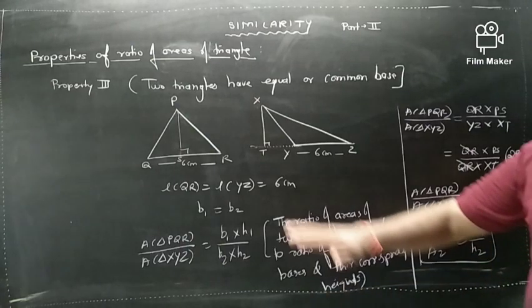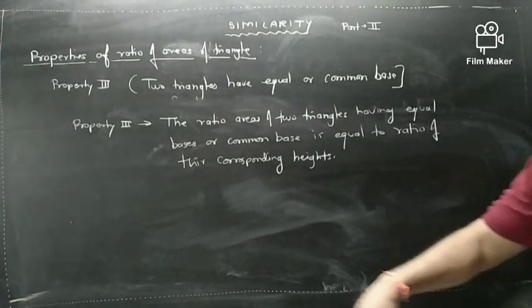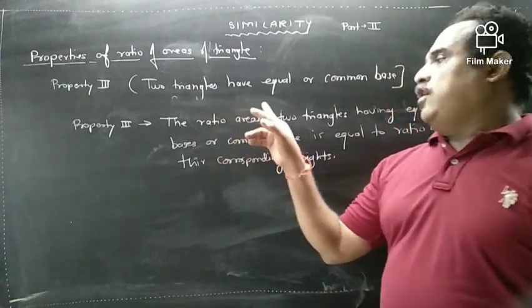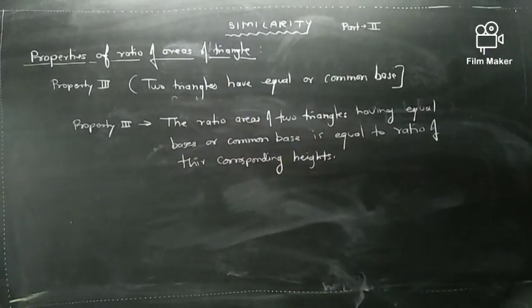So what is the meaning of it? When bases are equal, the ratio of areas of triangles is equal to the ratio of their corresponding heights. That means the third property: the ratio of areas of two triangles having equal bases or common base is equal to the ratio of their corresponding heights. I'll repeat.